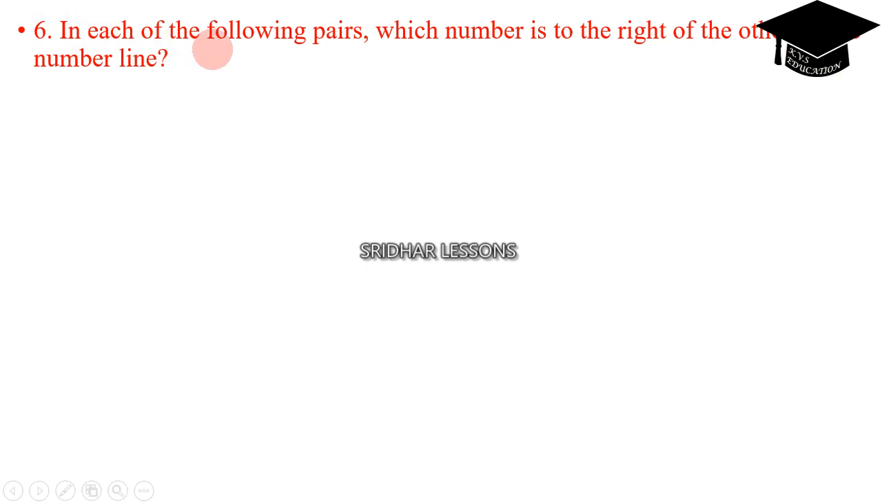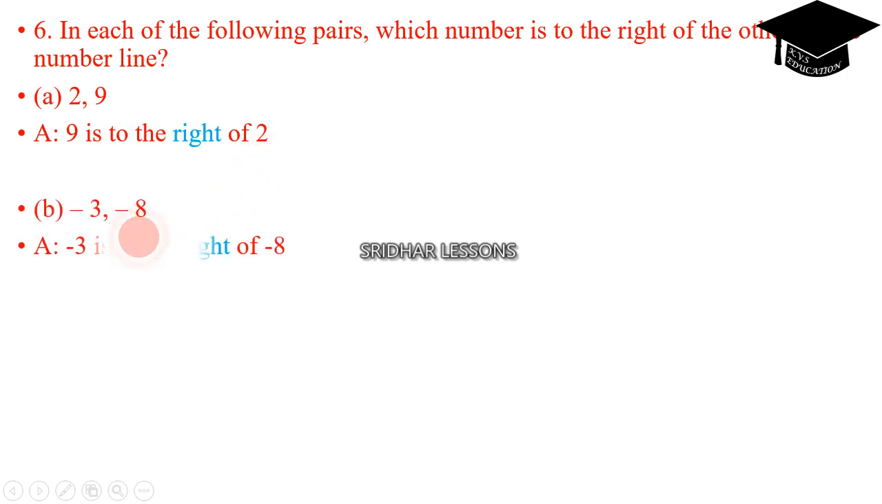Question number 6. In each of the following pairs, which number is to the right of the other on the number line? 2 and 9. 9 is to the right side of 2. Okay, agreed? Good. Minus 3, minus 8. Minus 3 is to the right of minus 8 because minus 3 is greater than minus 8.